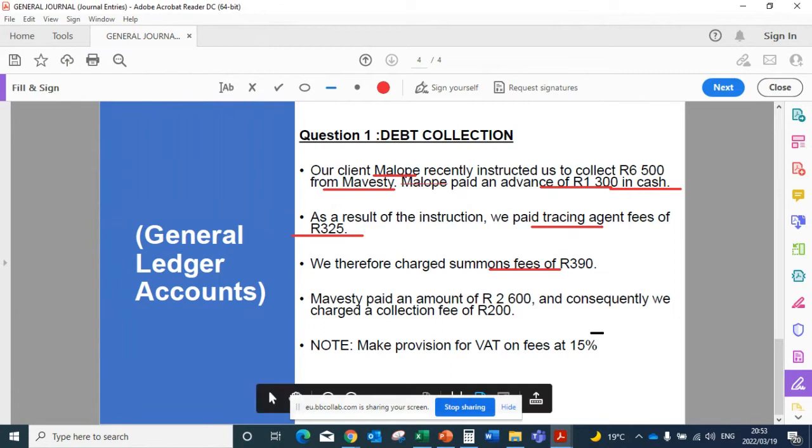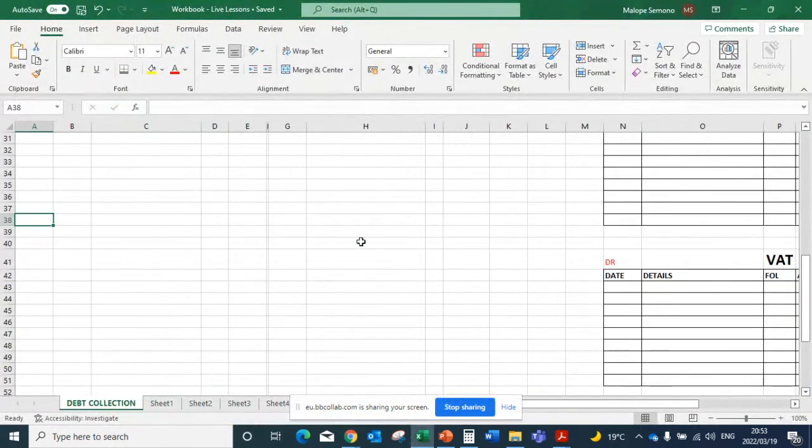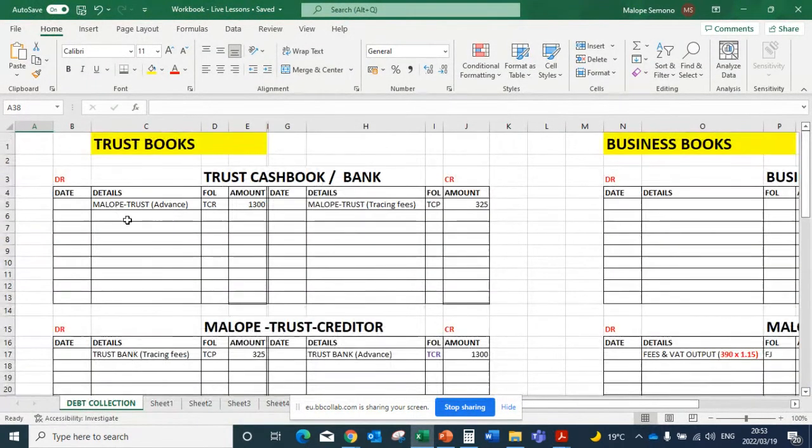So firstly, we need to deal with this amount of 2,600 and receive it from Mavesti. Remember, this amount belongs to Malope, so we must show that Malope deserves this amount of money, which is 2,600. So I'm going to use Malope Trust. But firstly, we need to receive the money into the bank.